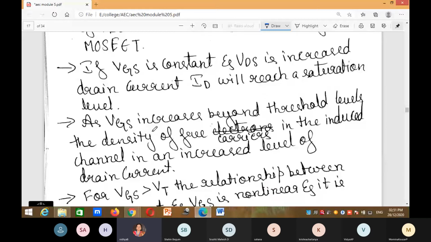As VGS increases beyond the threshold level, the density of free carriers in the induced channel increases, giving an increased level of drain current. They are saying that if we increase VGS beyond the threshold level, then the density of free carriers in the induced channel increases the drain current.